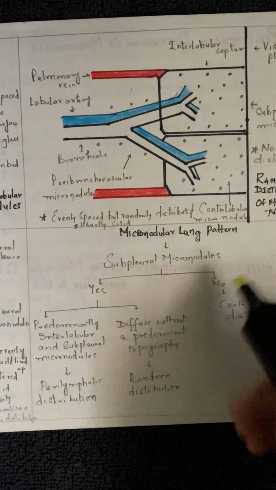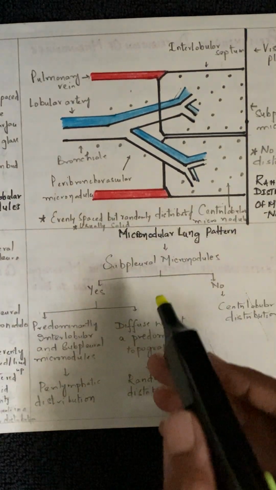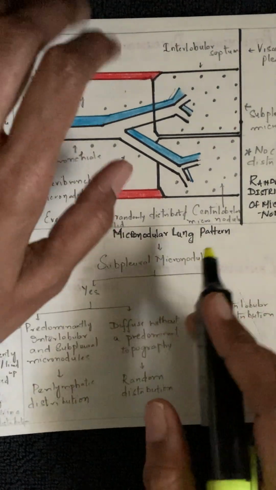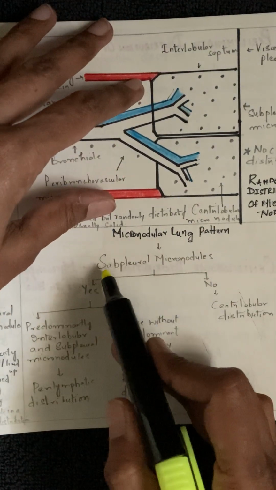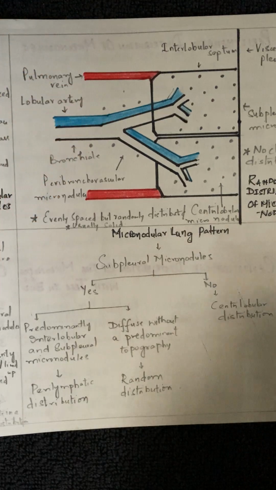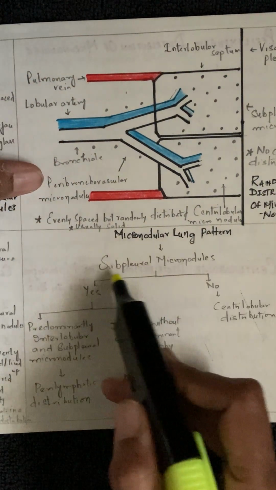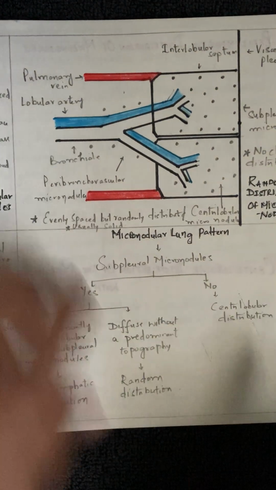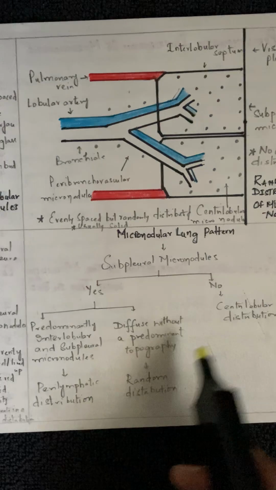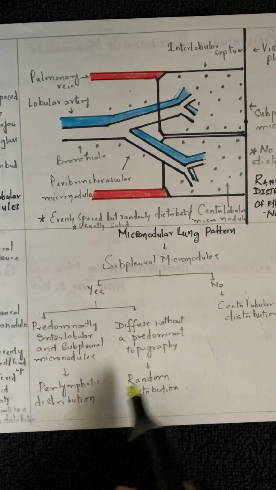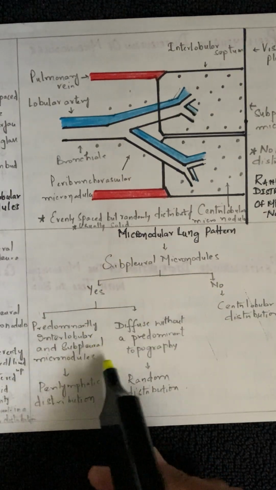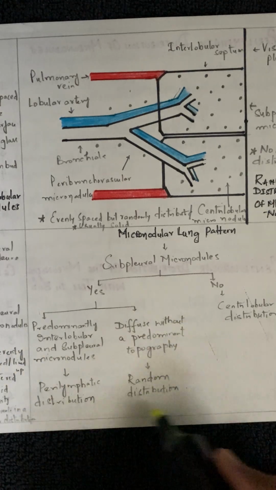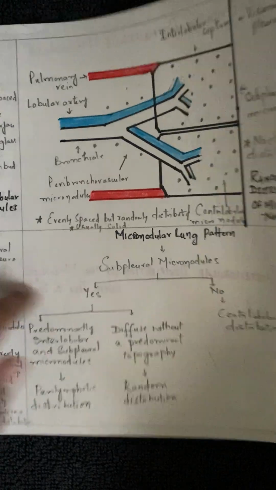So, for example, if you see a patient's CT suspecting a micronodular lung pattern, see whether subpleural nodules are there or not. If there are no subpleural micronodules, it's centrilobular distribution. If subpleural micronodules are present, predominantly interlobular subpleural micronodules, it's perilymphatic distribution. If diffuse without any predominant topography, then it is random distribution.